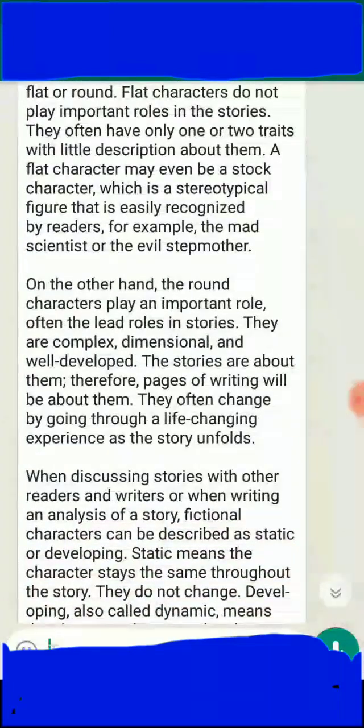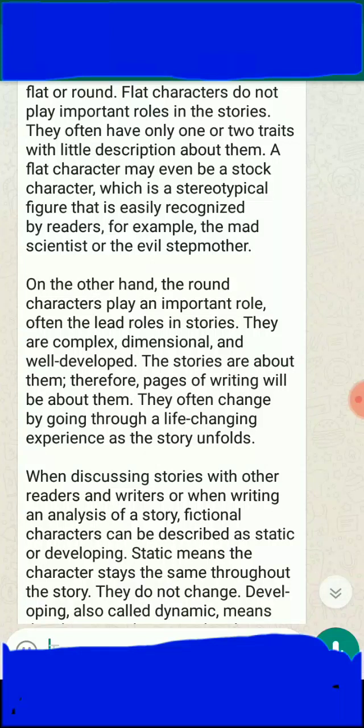the round characters play an important role, often the lead roles in the stories. They are complex, dimensional, and well developed. The stories are about them, therefore, pages of writing will be about them. They often change by going through a life-changing experience as the story unfolds.